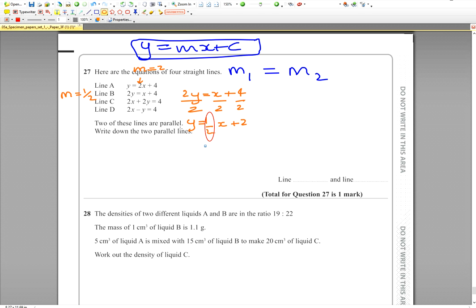That's your m value there. y equals mx plus c. Are we happy with that one? Let's change our color. Let's do line C now.